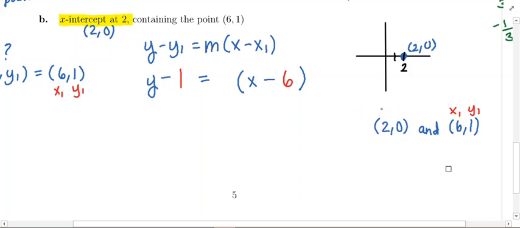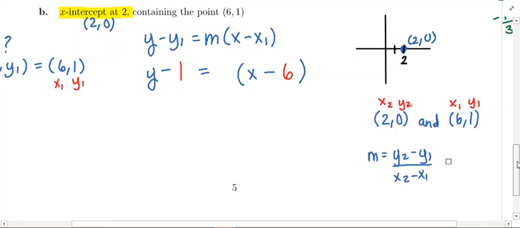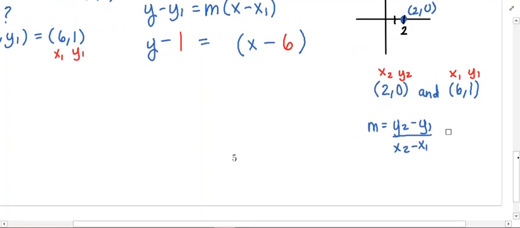This is our second point on the line, so this is going to be x2, y2. Okay, so we can apply the slope formula. It's y2 minus y1 over x2 minus x1. And then once we have that slope value, we can just plop it in. Okay, so let's compute the slope.